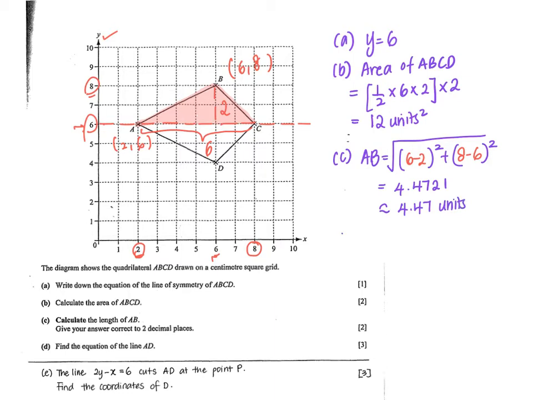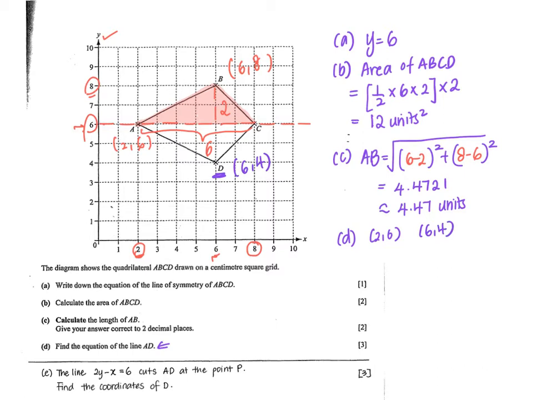Okay, next one, part D. They ask us to find the equation of the line AD, right? This is talking about AD. A is the point 2, 6. D is the point, D, not B, okay? D is the point 6, 4. So in this case, we have this question over here.